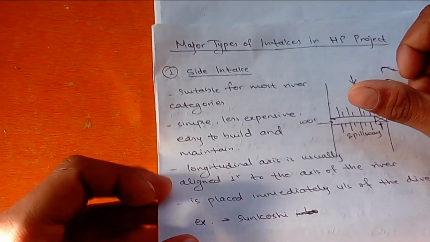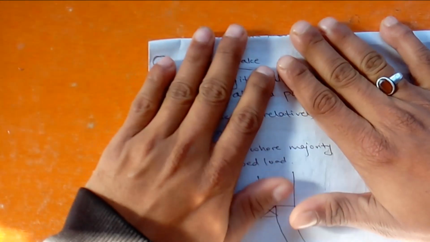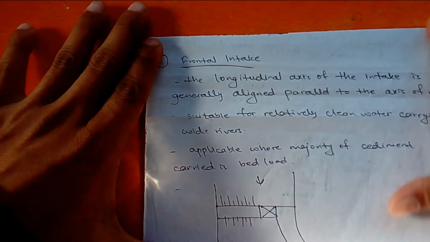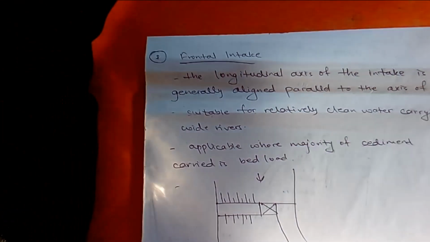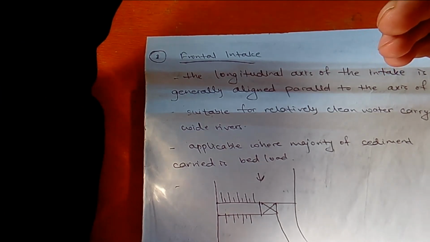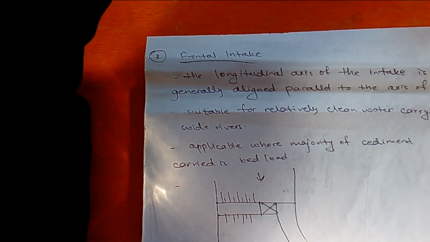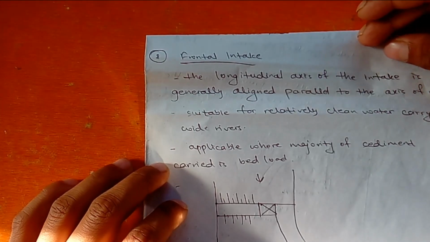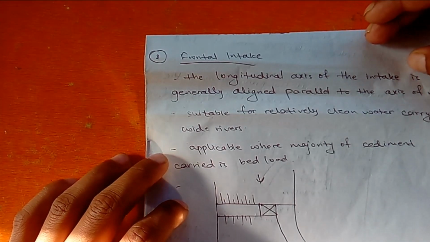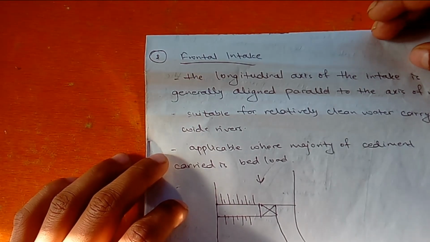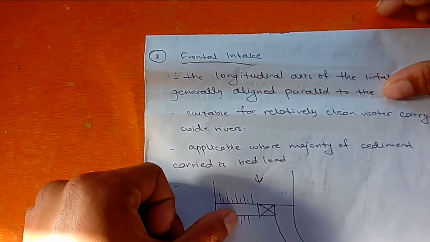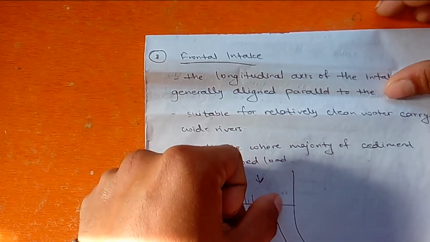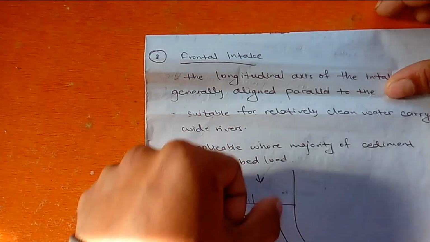Now let's discuss the frontal intake. This is the second type of intake in a hydropower project. Side intake is aligned almost perpendicular to the river alignment, and in the frontal intake the longitudinal axis of the intake is generally aligned parallel to the axis of the river.